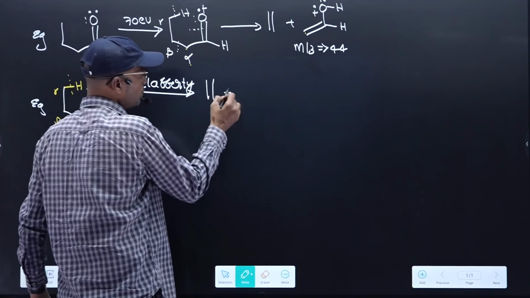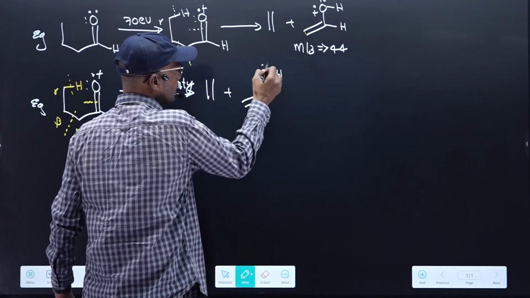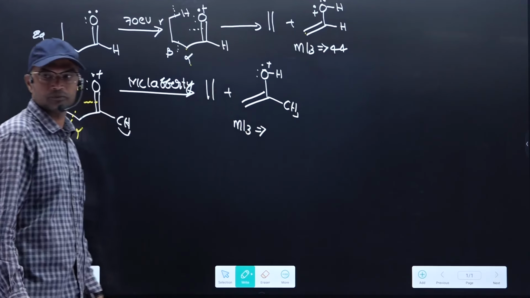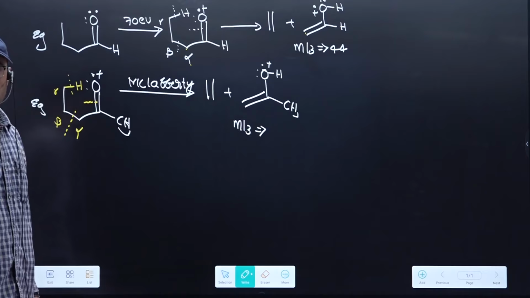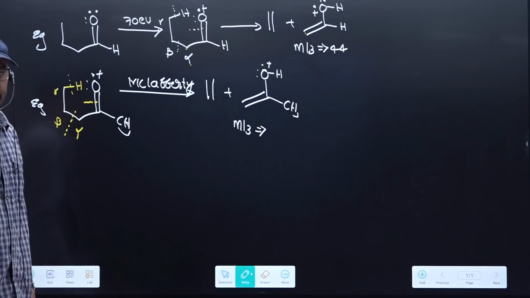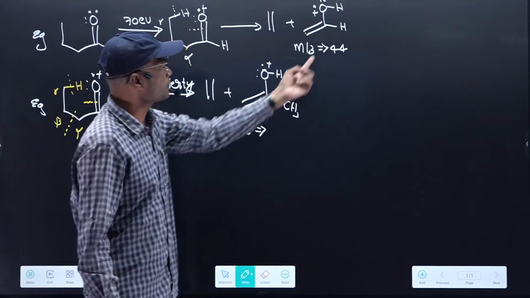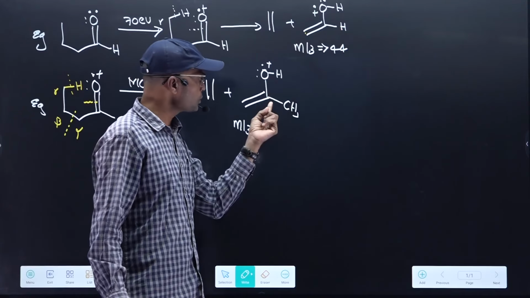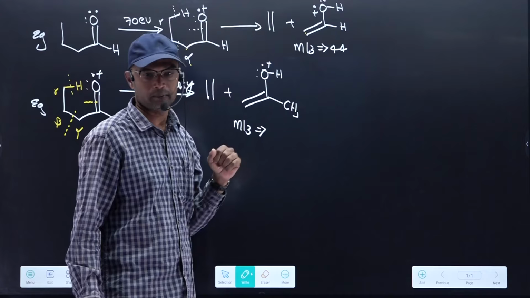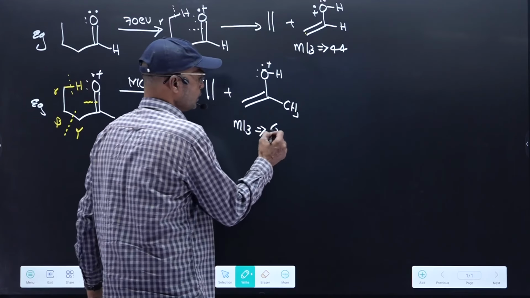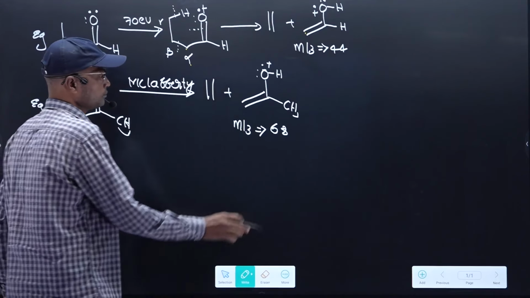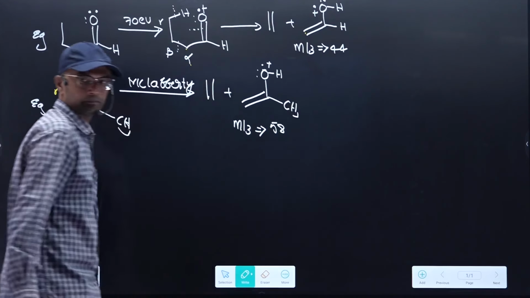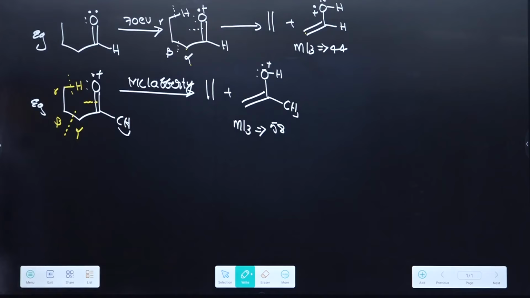Then what will you expect? Double bond, and double bond. Here radical cation and this is a methyl group. What is the m/z value? See what is the difference between this and this? CH3 or not? Here hydrogen is there but here CH3. So if you remove this hydrogen and put methyl here, then we need to add 14. 44 plus 14, 58. Is it ketone? Yes, ketone.